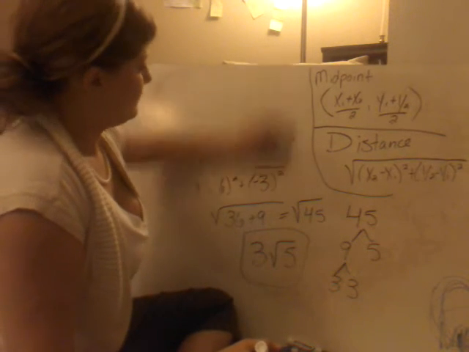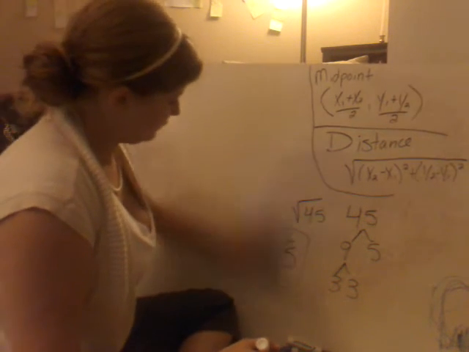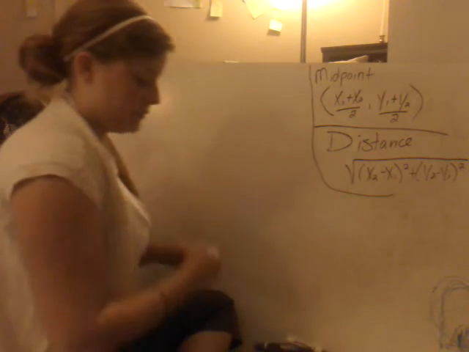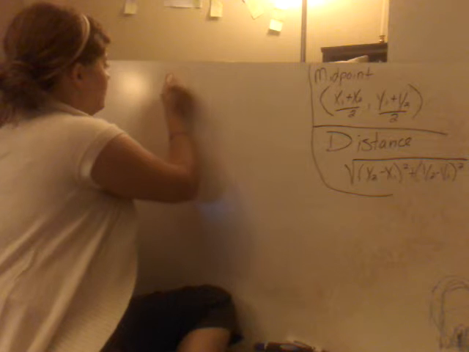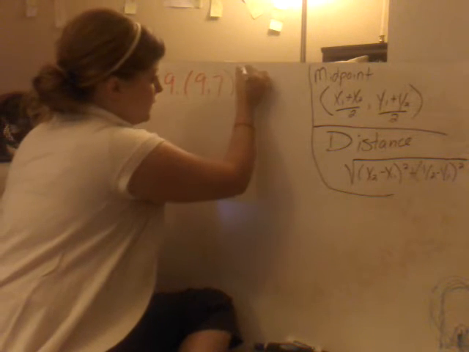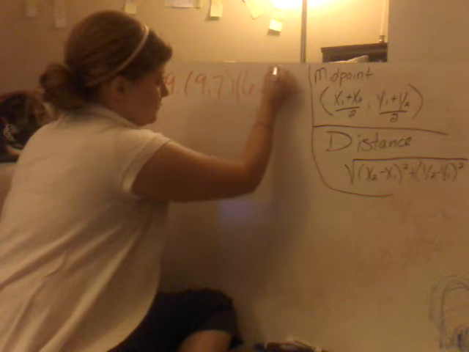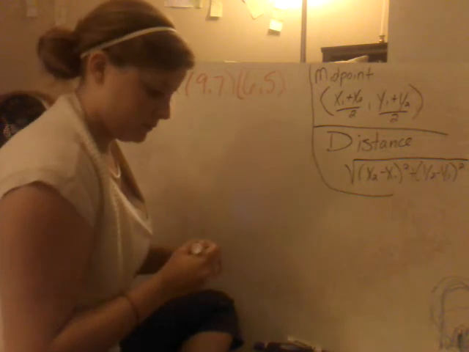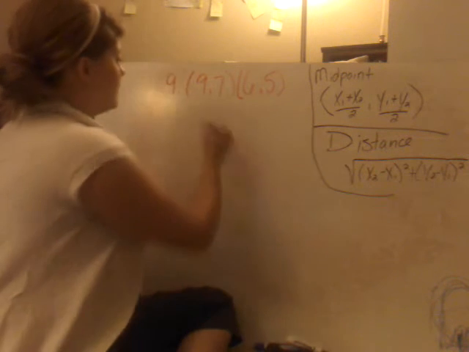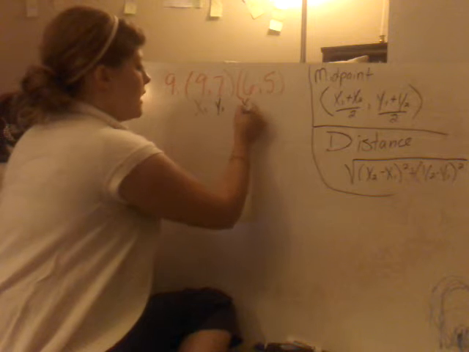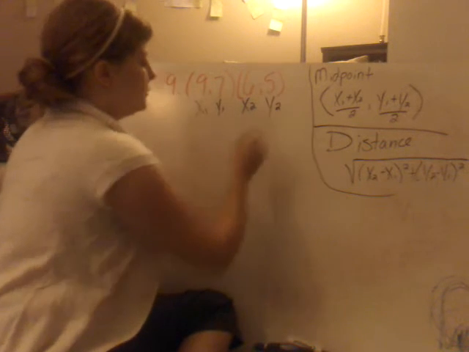Alright, so there's number 8. Next up, number 9 is 9, 7, and 6, 5. Right? Yes. Okay, so again, x1, y1, x2, y2.